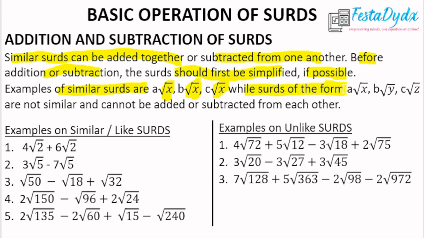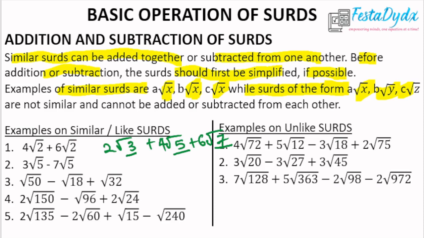Surd of the form a root x, b root y, c root z are not similar and cannot be added or subtracted from each other. For instance, we have 2 root 3 plus 4 root 5 plus 6 root 7. Because of the roots, we have here root 3, here root 5, and here root 7. They are not the same. So we'll classify these surd as not similar. They are unlike surd, so we cannot add, neither can we subtract them from each other.